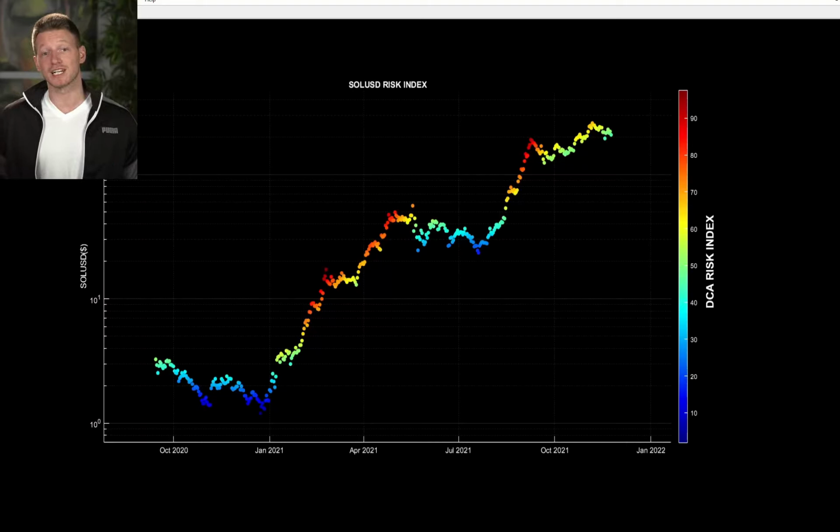Today, what we're going to do is talk about what is, in my opinion, one of the most bullish charts in all of cryptocurrency. I'm talking about Solana. So I'm going to show you why, but first I want to go over quickly with you the DCA Index risk model for Solana.